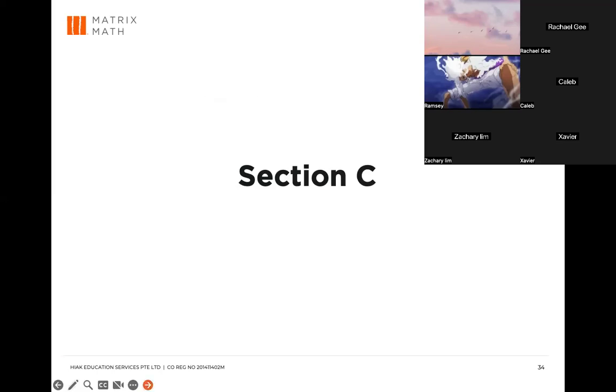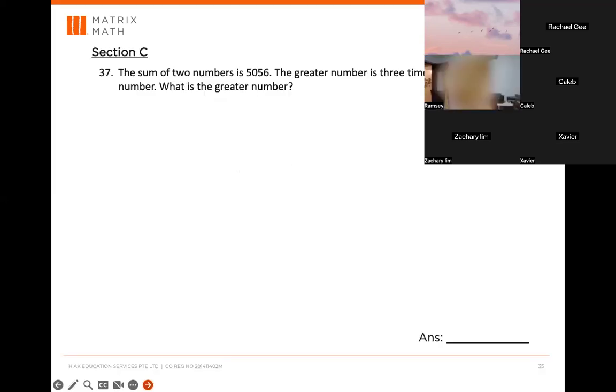Okay, section C, 37. The sum of 2 numbers is 5,056. The greatest number is 3 times the smallest number. So what is the greatest number? Okay, so I have a greater number and I have a smaller number. They are not equal numbers.